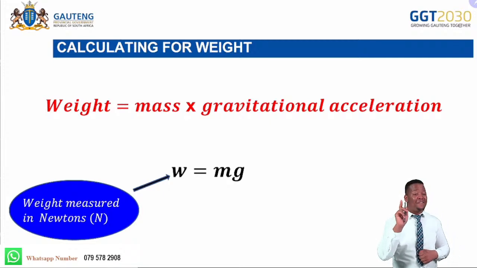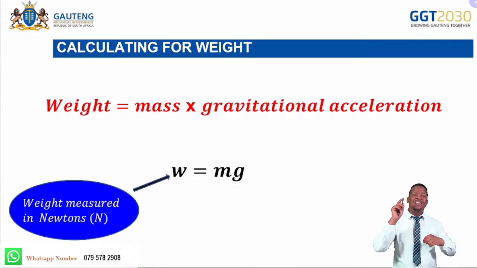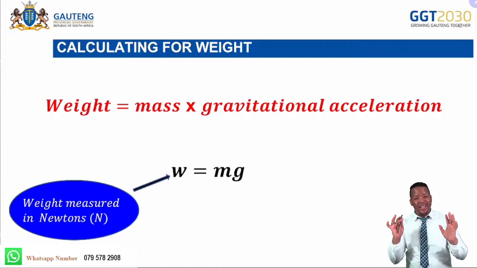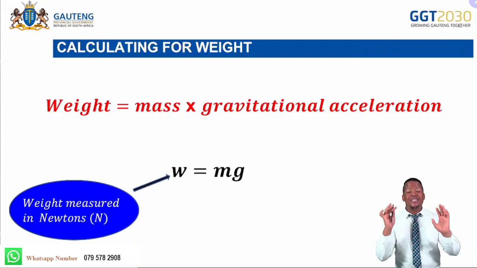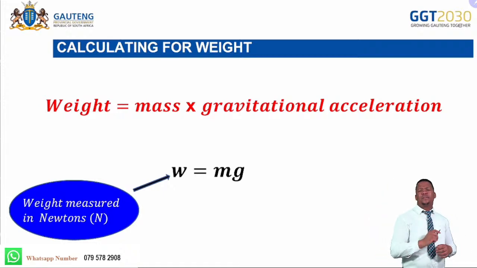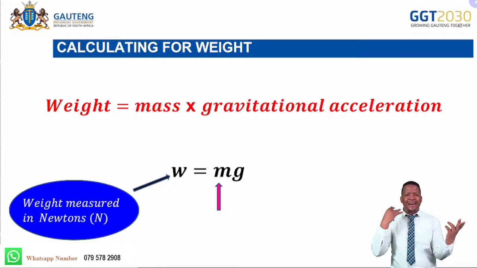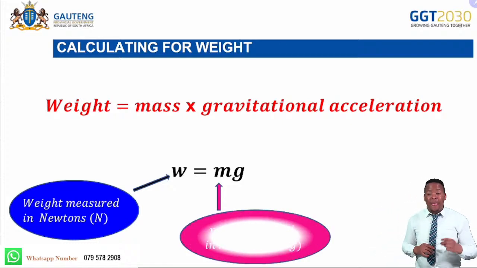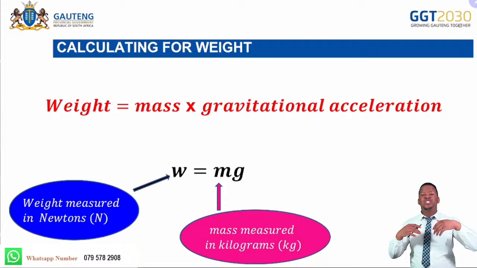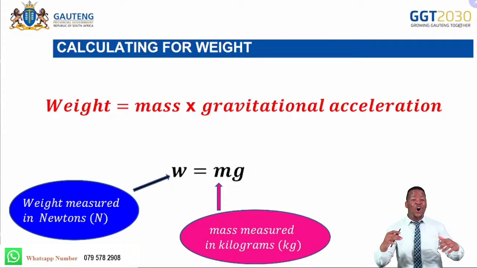Because weight is a force. And when we started our lesson, we said newton is a unit of measurement of force. Therefore, whenever we calculate weight, our answers will have the SI unit of newtons, the capital letter N. What about M? What does M represent? Can you give it a try? Can you guess? Yes, M is for mass, which we measure in kilograms, kg.